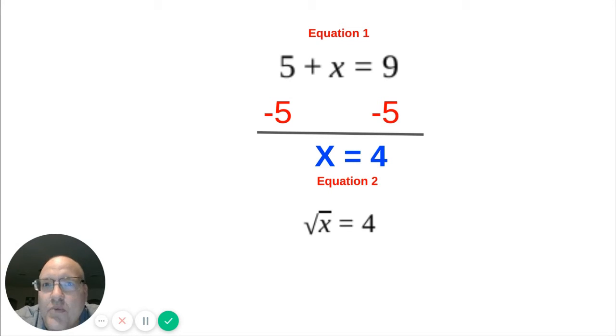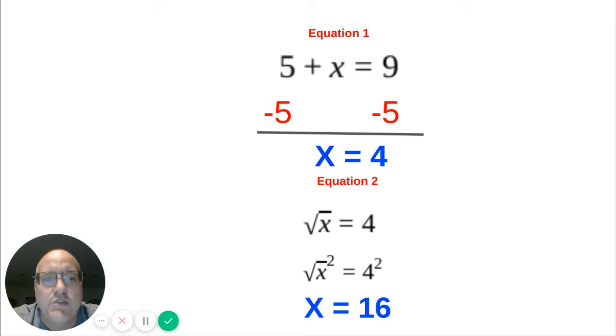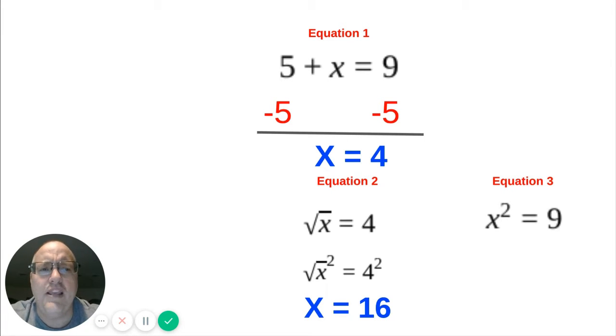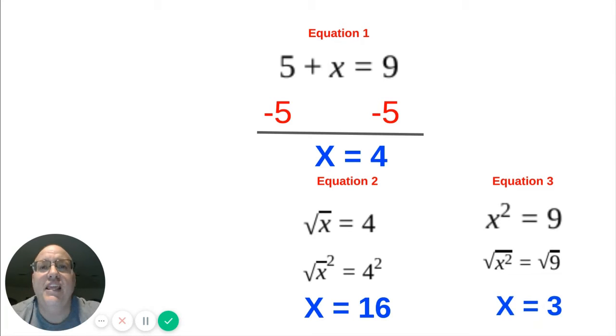That's right. The inverse operation is squaring. So I would square both sides. That would cancel out the square root, and I would get x equals 16 as my solution. So right now we're talking about inverse operations, operations that undo one another. And finally, for equation 3, if I got x squared is equal to 9, how would I solve that equation? Well, I would do that by taking the square root of both sides. And I end up getting x equals 3.